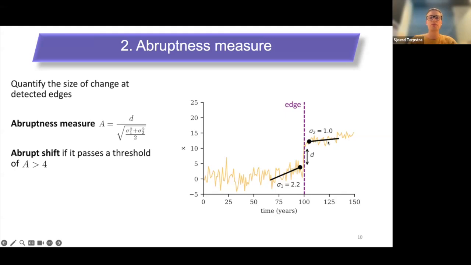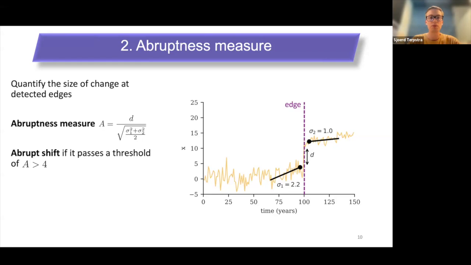On those pieces of time series, you can calculate the standard deviation. And the second step, what you can do is define a distance between those two pieces of line. So we have a jump D, and you want to relate how big the jump is compared to the variability of the time series. That's what we do. We divide this distance by a sort of weighted average of those two standard deviations.